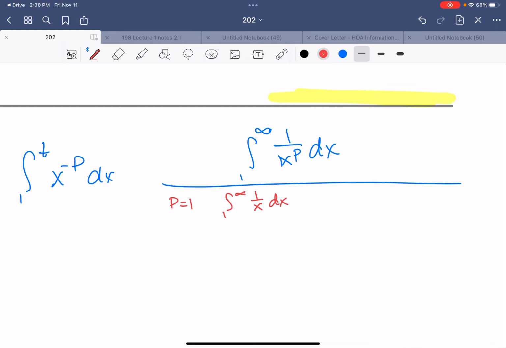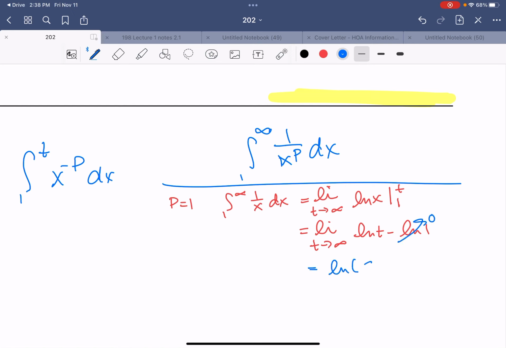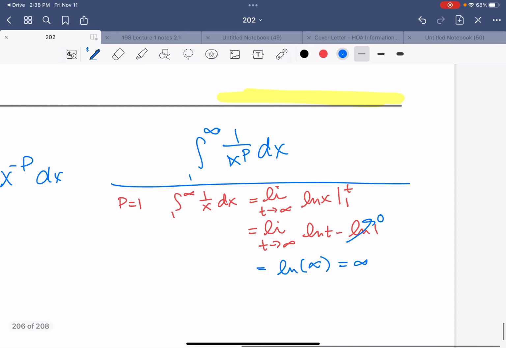And what we get here is the limit as t goes to infinity of the natural log of x from 1 to t. And this is the limit as t goes to infinity of ln of t minus ln of 1, right? This is essentially harmonic. And so you know what's going to happen here. This goes to 0. And you get the natural log of infinity, which is equal to infinity, which means it's divergent.